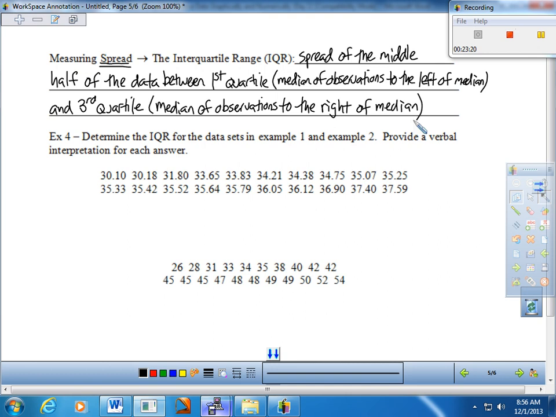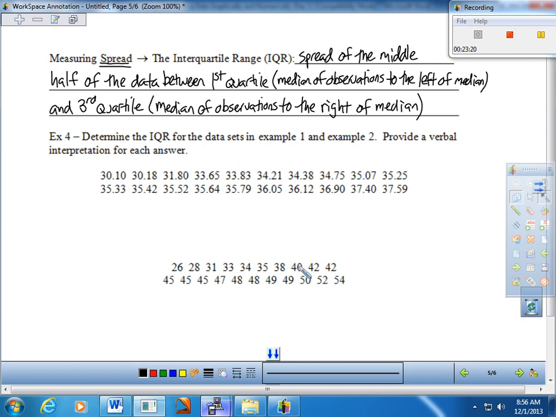It's one thing to get the definition, but we need to provide some context for it. So I've been focusing on really two data sets this entire notes worksheet. Biking times, for me, 20 of them, and ages of teachers at Boulder High School. So let's read example 4, and it also says provide a verbal interpretation for each. So it says determine the IQR in the two data sets and then go from there.